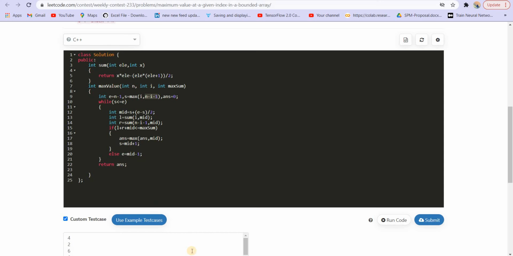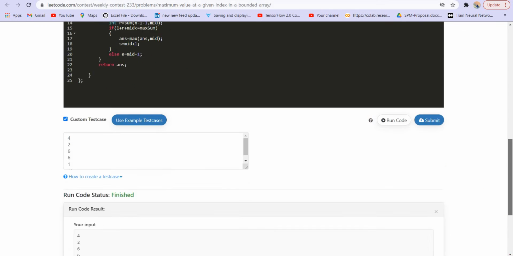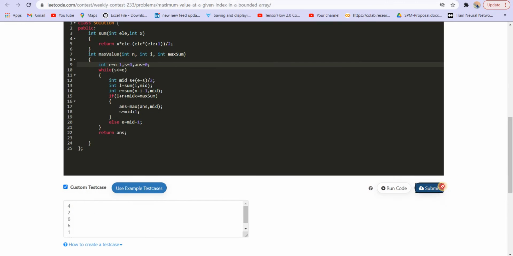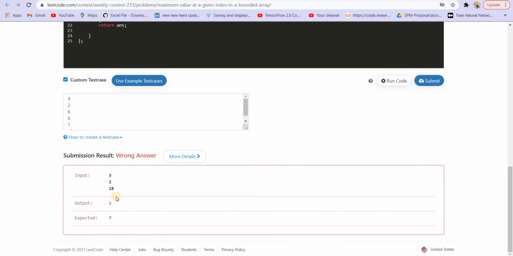Awesome, yeah. So this would actually handle that case. Let me just try to run this first with taking s as 0. Awesome. Let me just submit this. Hopefully it gets accepted. No, it doesn't get accepted. Why? The output is 2. It should be 7.